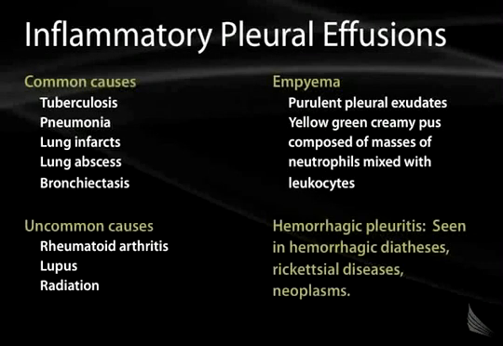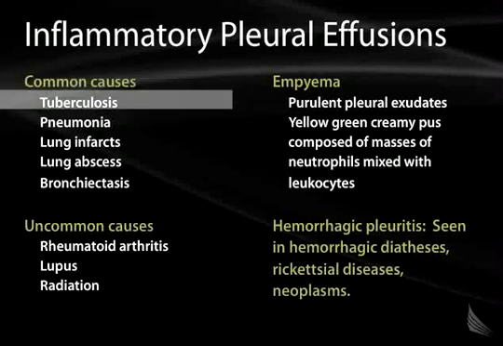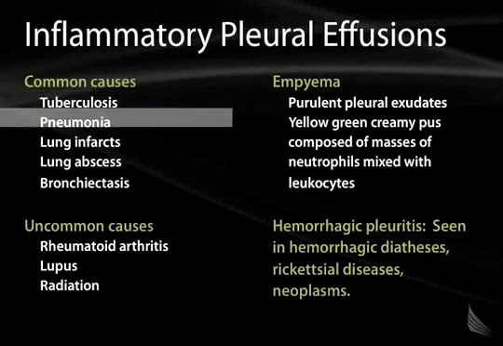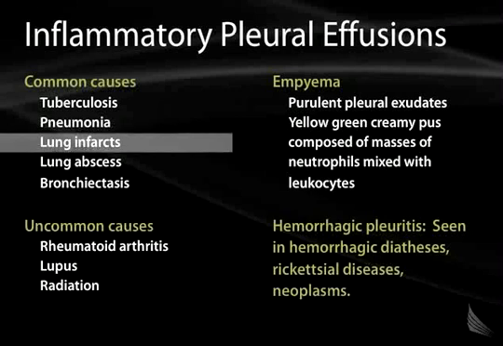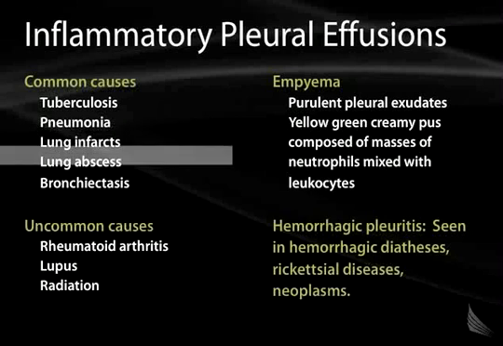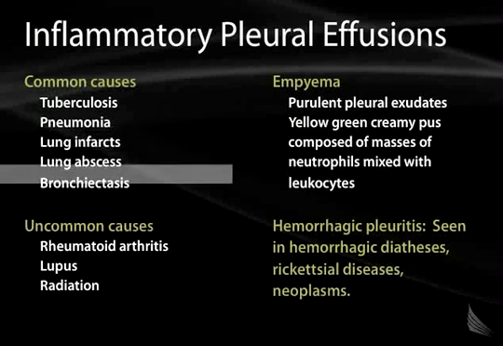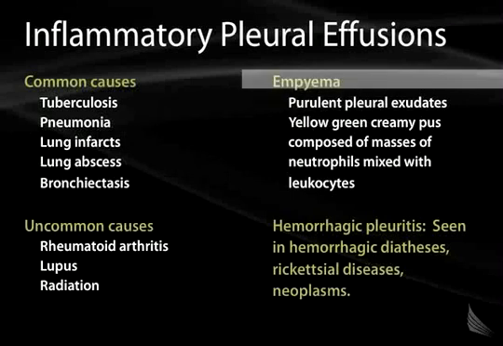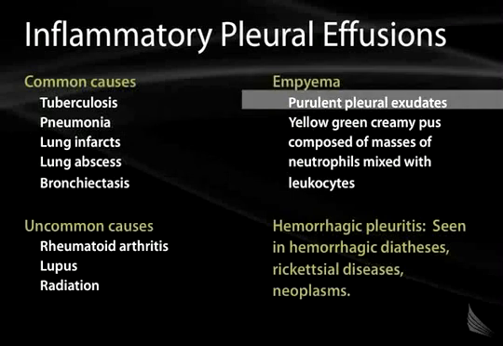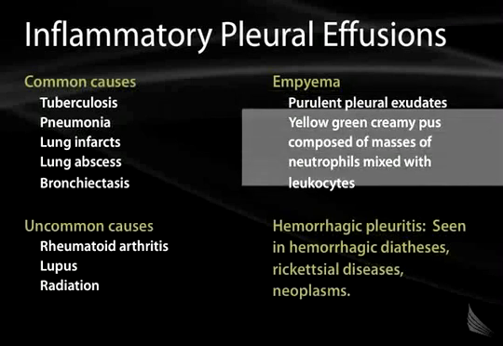Inflammatory pleural effusions. Common causes of pleural effusion include tuberculosis, pneumonia, lung infarcts, lung abscesses, as well as bronchiectasis. When a patient has an empyema, they might have a purulent pleural exudate. Normally, you'll find a yellow-green creamy pus when you've done a thoracentesis. This is normally mixed with leukocytes as well as masses of neutrophils.